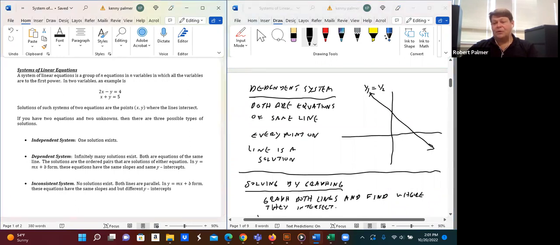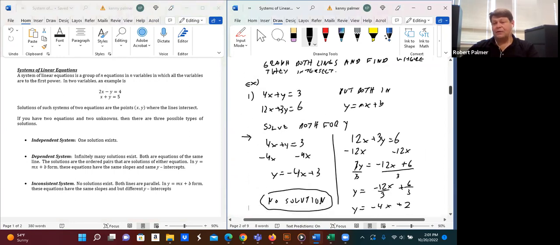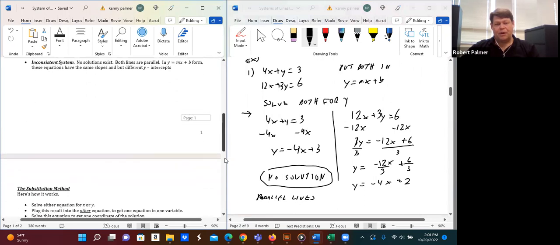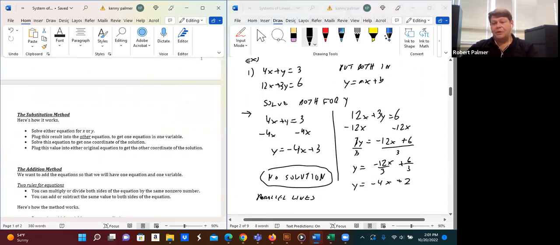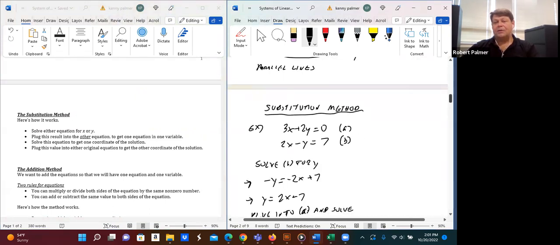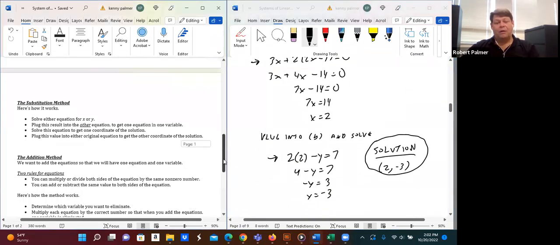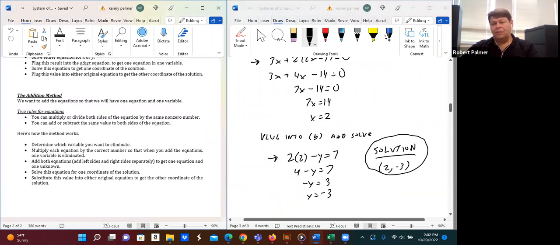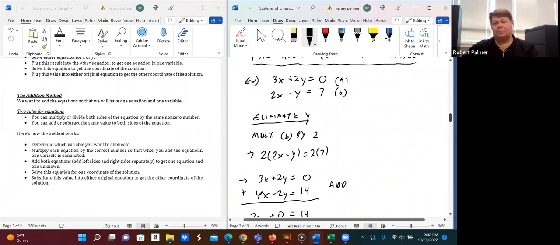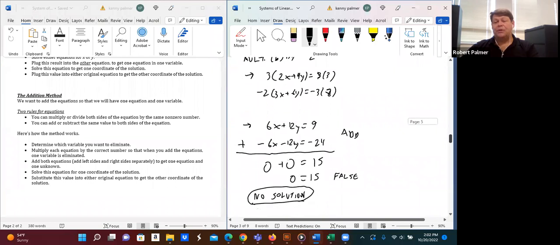Then we looked at three different ways of solving. Solve by graphing: graph both lines, find out where they intersect, if they do intersect. Then we had two other methods: a substitution method, where you solve one equation for one variable and plug it in the other one, and then get your solution that way. And then the addition method, where you multiply one or both equations by something, so when you add them together, one variable goes away.